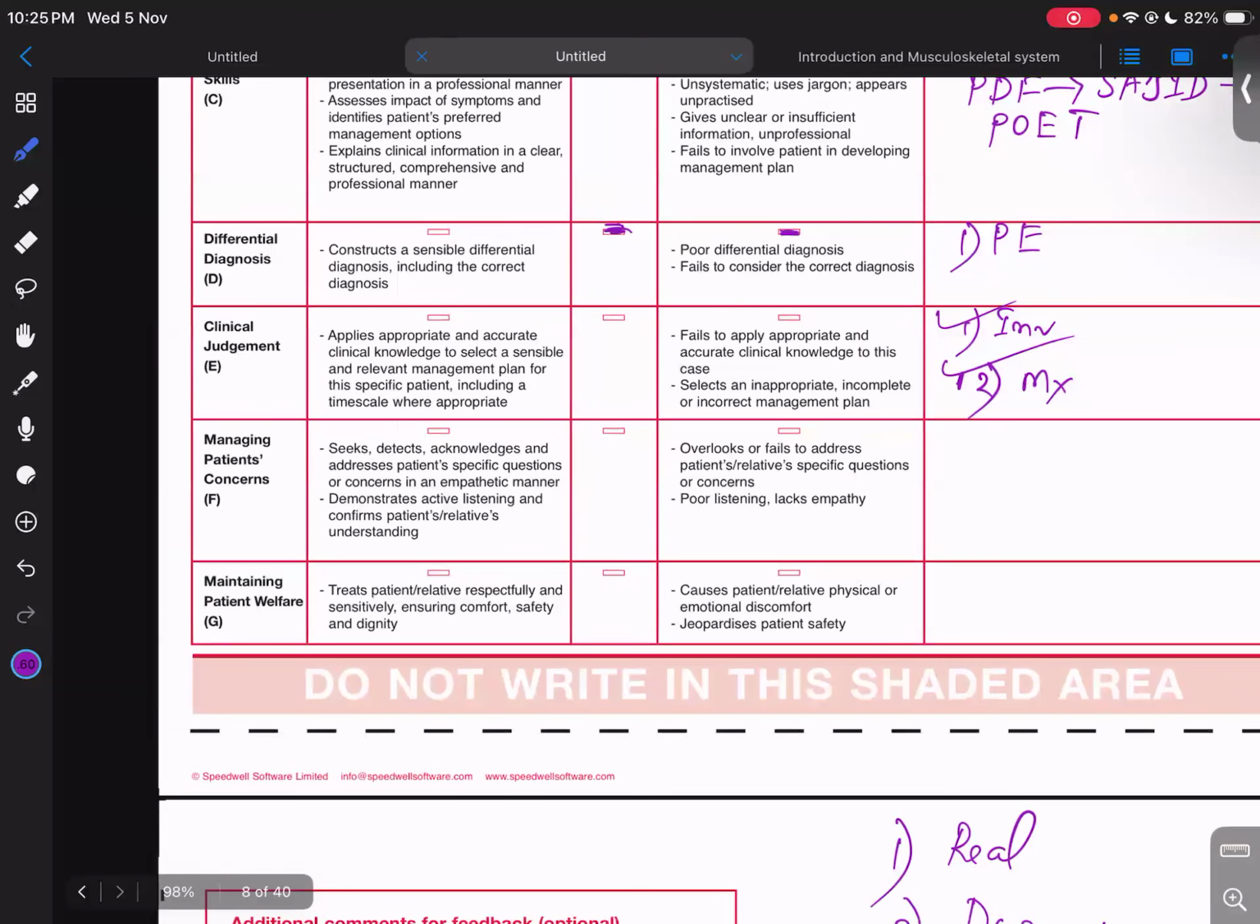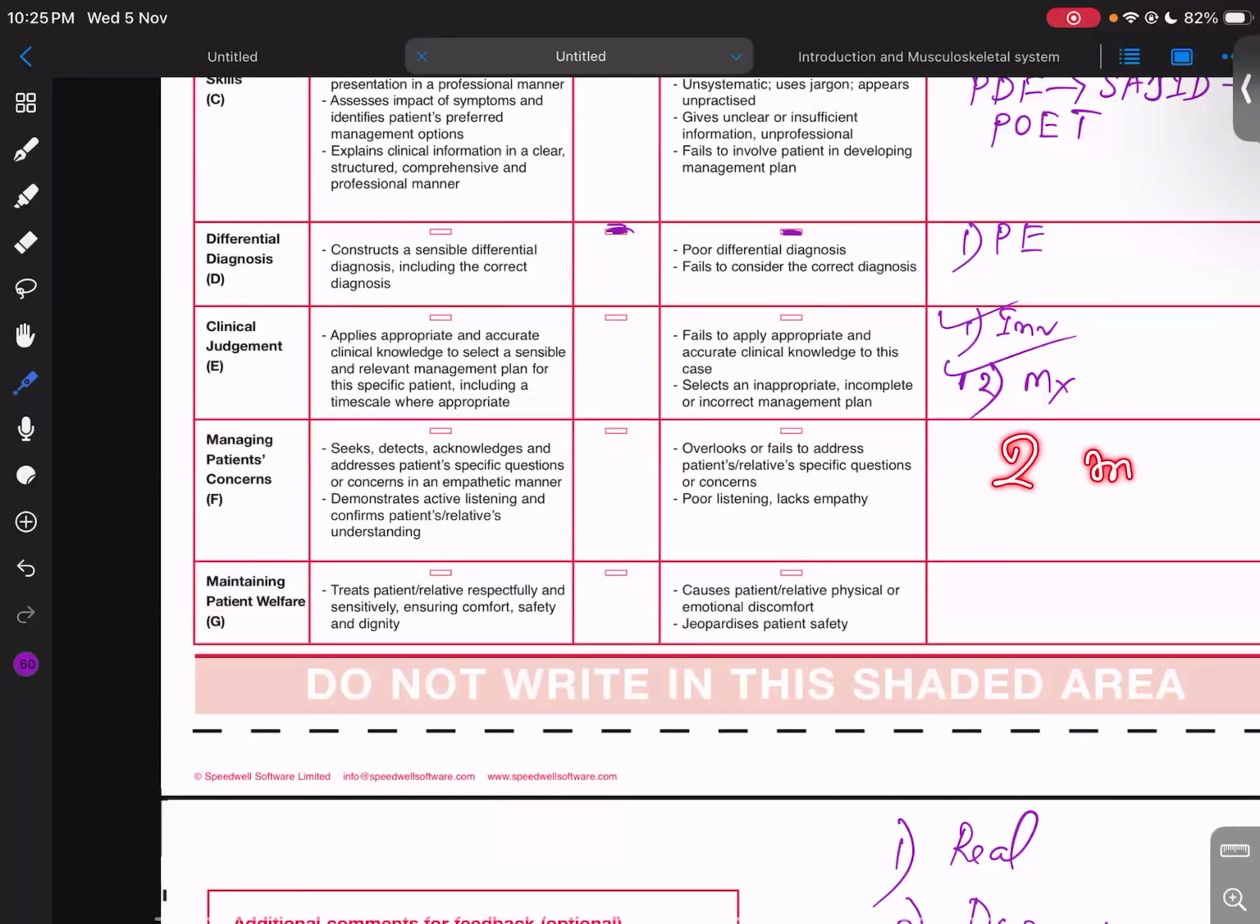Then managing patient concern is another skill. For managing patient concern, you have to keep at least 2 minutes. Whenever the examiner tells you that 2 minutes are left, after 30 minutes, we have to keep these whole 2 minutes to manage the concern, because sometimes there are 5 to 6 concerns. And we have to manage these concerns without using any jargon. We have to explain it in a simple way. And this is very simple. I will guide you during the course.